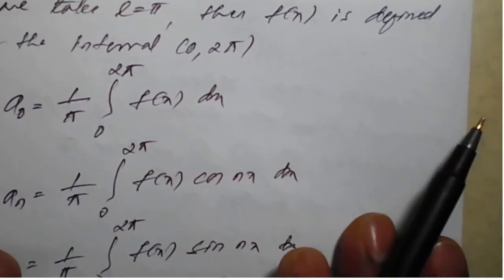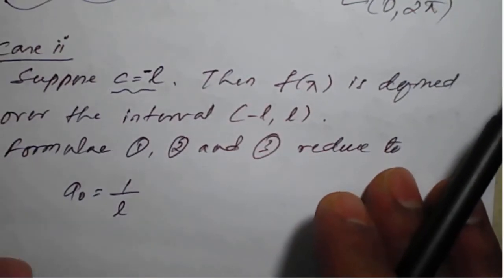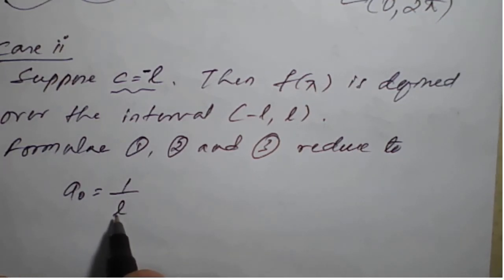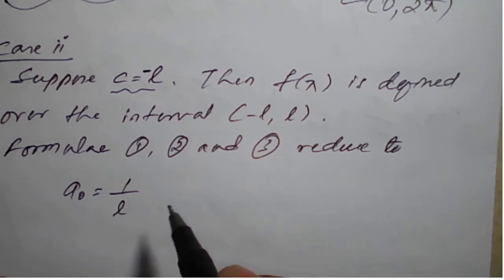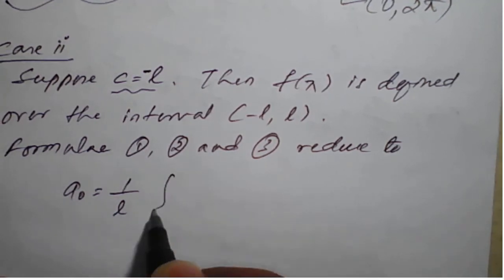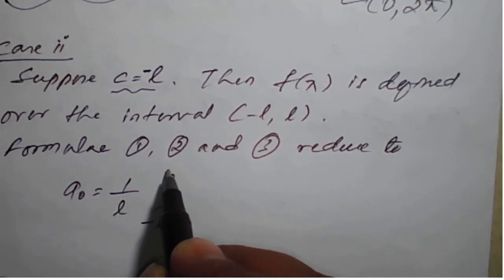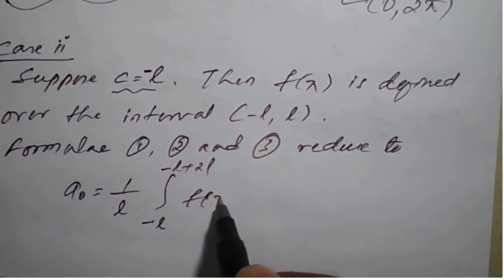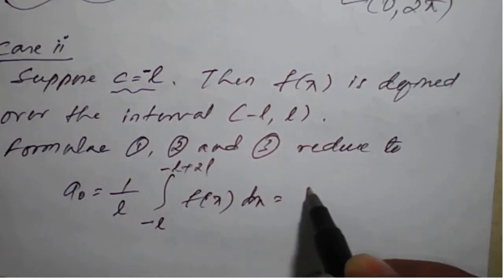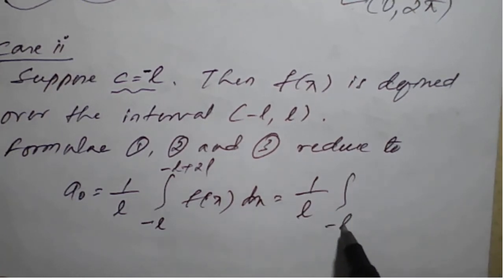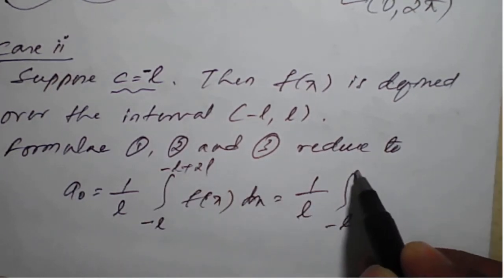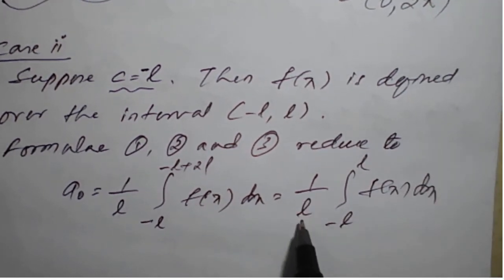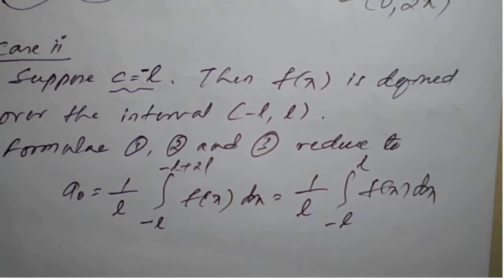So if you replace c by minus L, this result will become 1 upon L, as it is, with c replaced by minus L. So minus L plus 2L gives L, and it is 1 upon L integration from minus L to plus L of f of x dx. So the a naught value is 1 upon L integration minus L to plus L f of x dx.